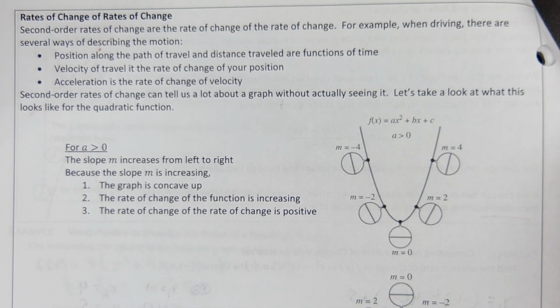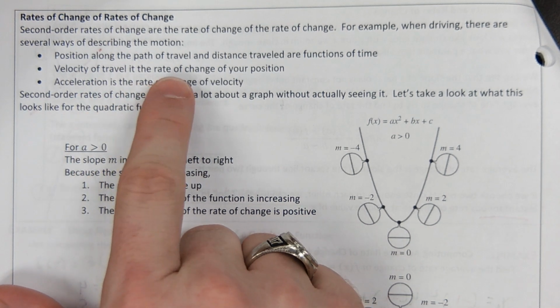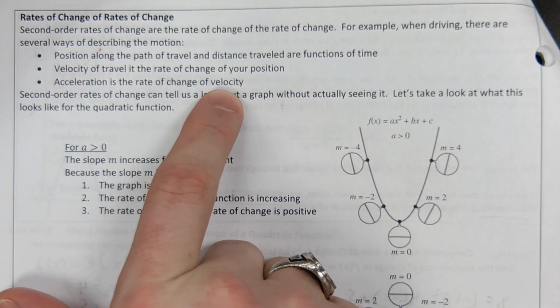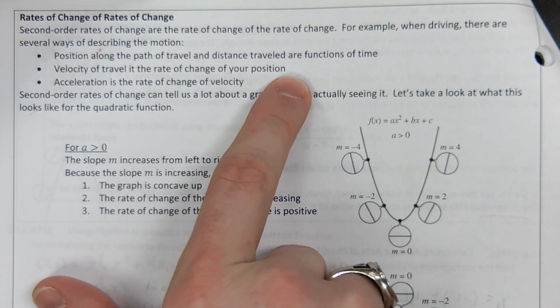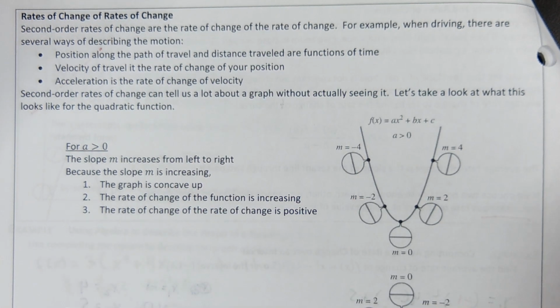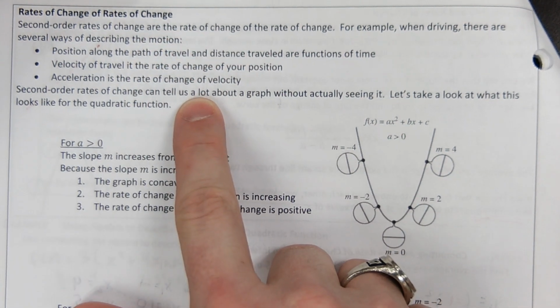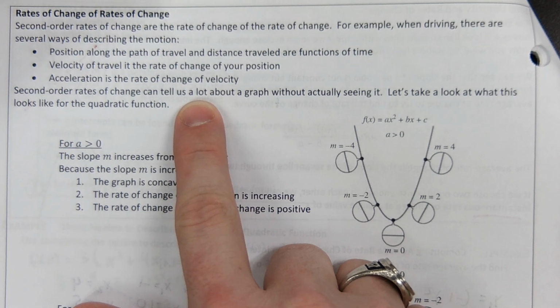But we all know that if we step on the brake or step on the gas, our speed starts to change, doesn't it? Our velocity would start to change. Acceleration is the rate of change of velocity. So acceleration is the rate of change of the rate of change of your position. So yes, rates of change can also change over time. Why would we care? Because second order rates of change, also known as our second differences, can tell us a lot about a graph without looking at the graph.